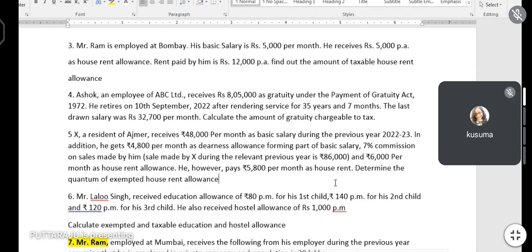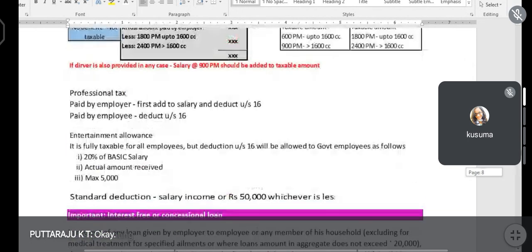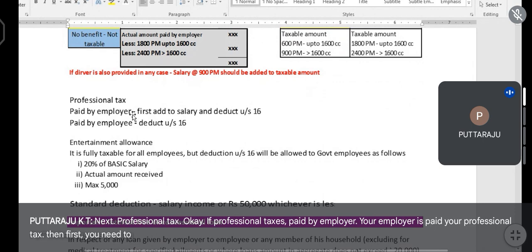Yes, sir. Okay. Next, professional tax. If professional tax is paid by employer, your employer has paid your professional tax, then first you need to add whatever amount they have paid as salary, and deduct the same under section 16.